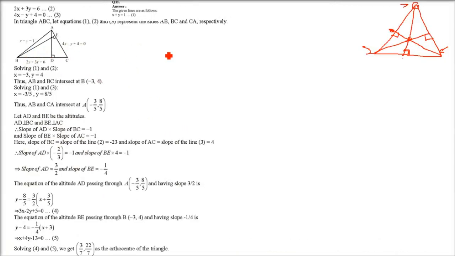So now the BC equation is given. We know the slope of BC also. So when we have a line which is passing through A and which is perpendicular to BC, we can always say the slope of AD into slope of BC equals -1, m1 m2 equals -1. Same thing in the other one also. So these two slopes multiplied give -1.